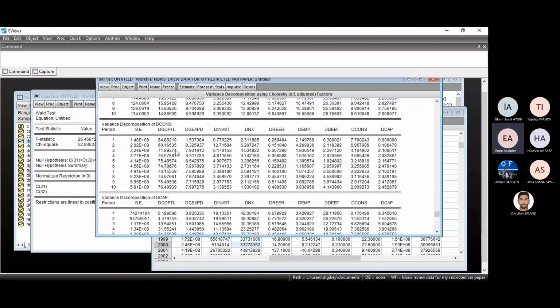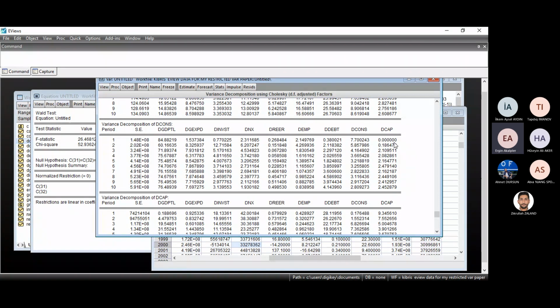And consumption also here, the GDP is affecting as usual. The governmental expenditures affecting, investment a little bit, NX a little bit, real effective exchange rate is not very well. Employment is a little bit.